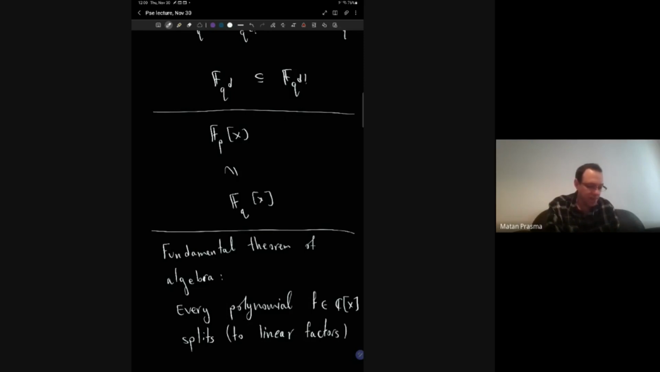This we don't prove. I didn't define the algebraic closure of a general field, but there is a wider definition of algebraic closure, even more abstract than what we did, that is applicable to any field. And if you take the algebraic closure of the real numbers, you get the complex numbers.